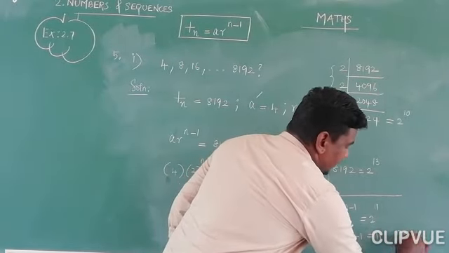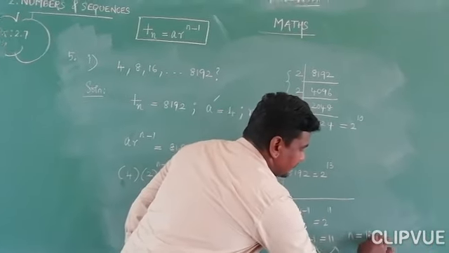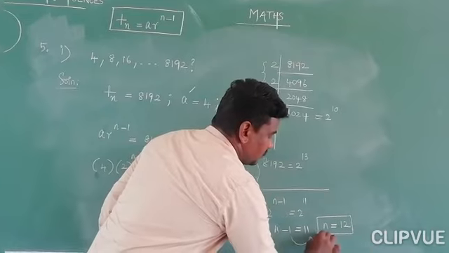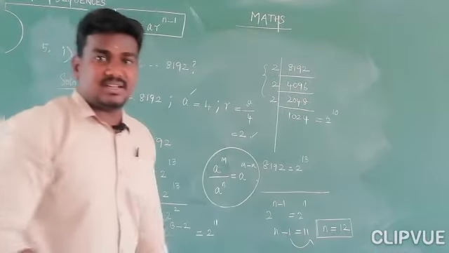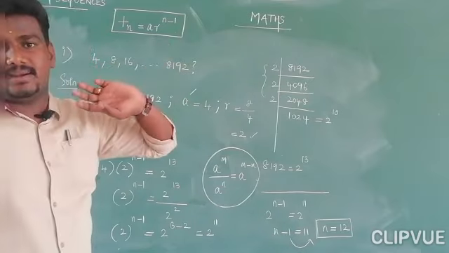So what is n? This minus 1 becomes plus 1. So already 11 is there. 11 plus 1 is equal to 12. So how many terms are there? There are 12 terms, and the 12th term is 8192.